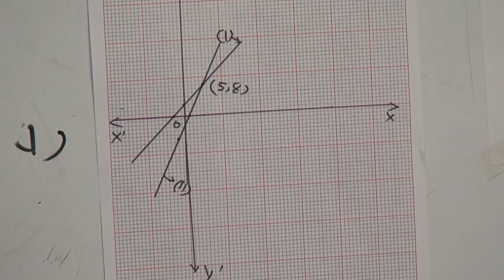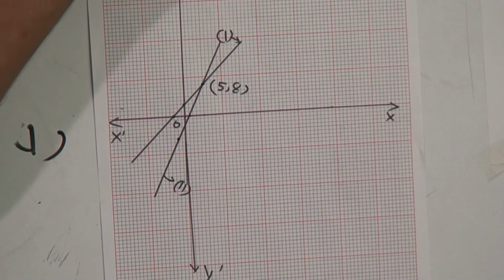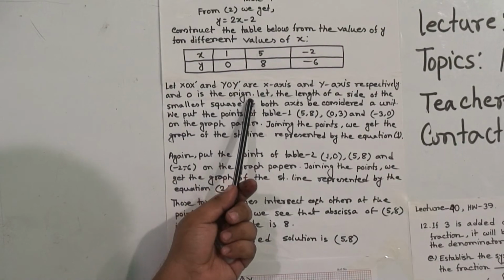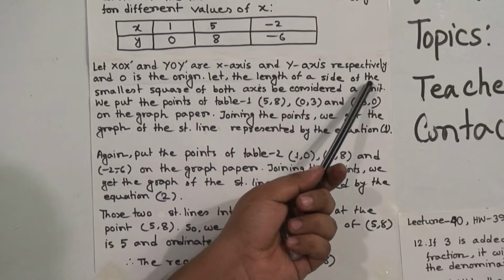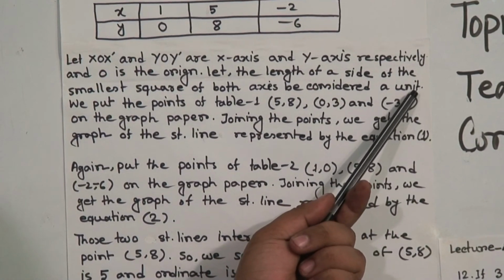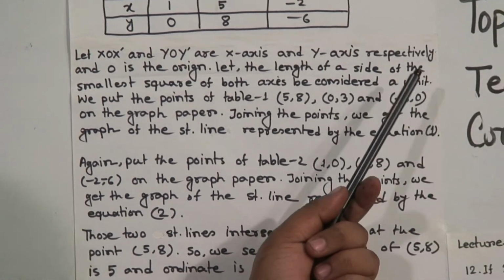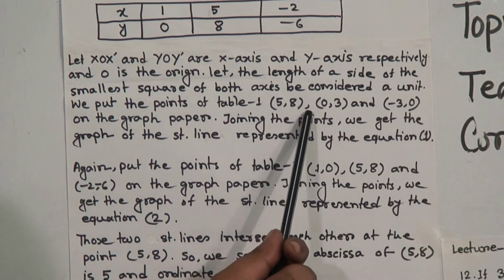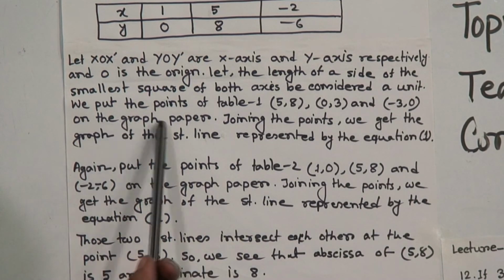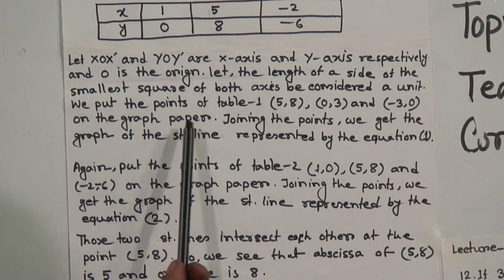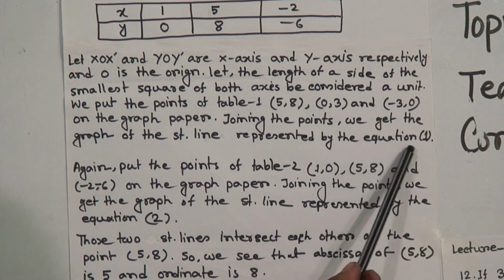Now notice, X'OX and YOY' are the x-axis and y-axis respectively, and O is the origin. Let the length of a side of the smallest square on both axes be considered a unit. That means each side is equal to 1. After that, we put the points of table 1, 5, 8; 0, 3; minus 3, 0 on the graph paper. Joining the points, we get the graph of the straight line represented by equation number 1.